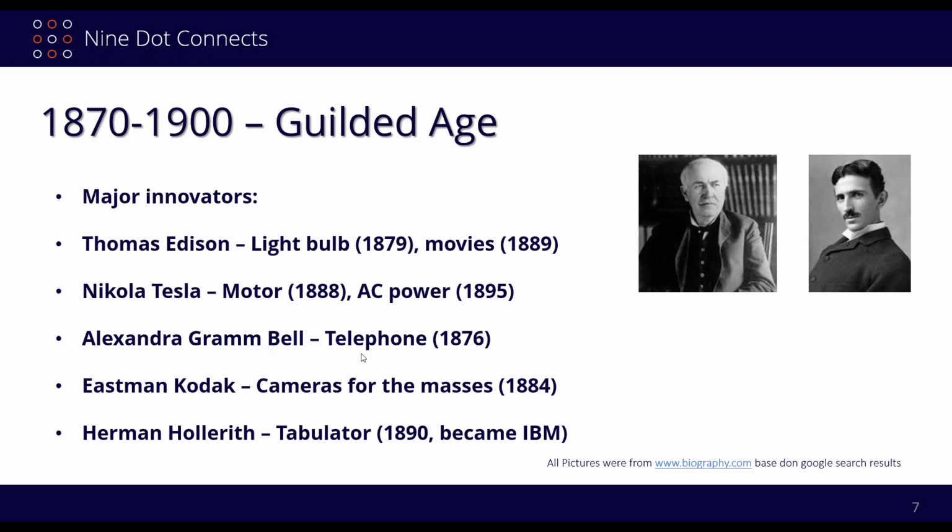Other major inventions, just of note, the telephone came out in 1876. Eastman Kodak came out with the camera for the masses. Very large things, couldn't take selfies with them, but nevertheless, pretty cool to take a look at. If you ever see those pictures, it just made cameras available to families and those people who wanted to actually make a living off of photography. Herman Hollerith, I just mention the tabulator because ultimately his product and his business becomes IBM.